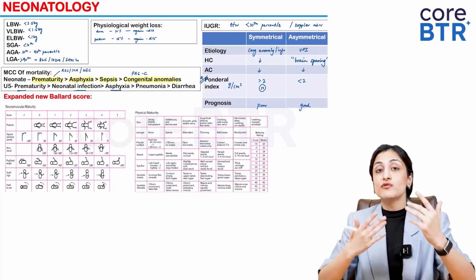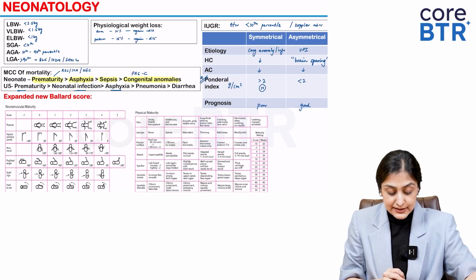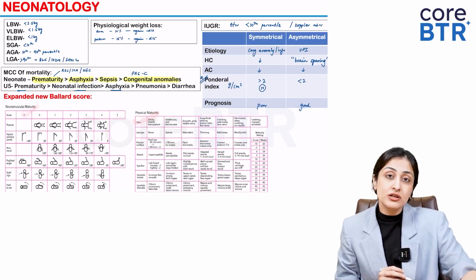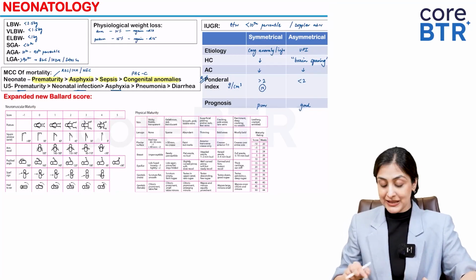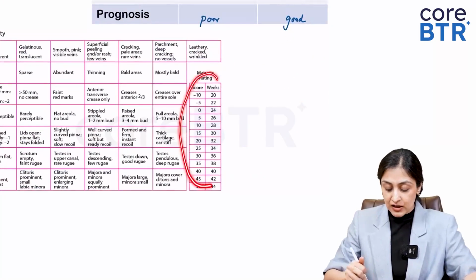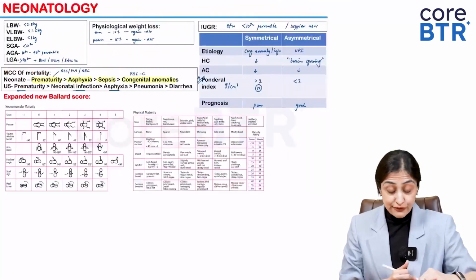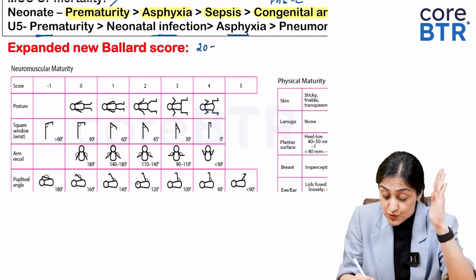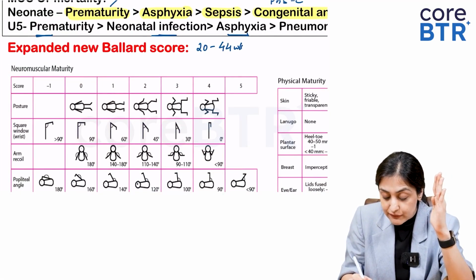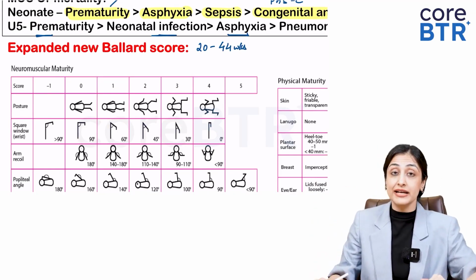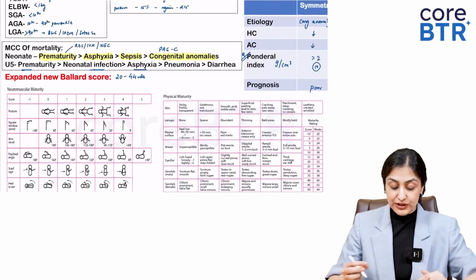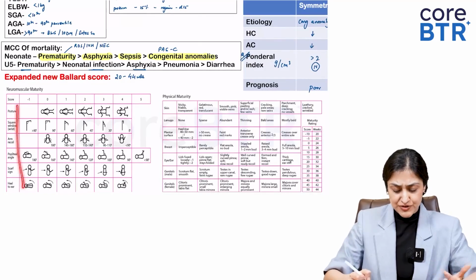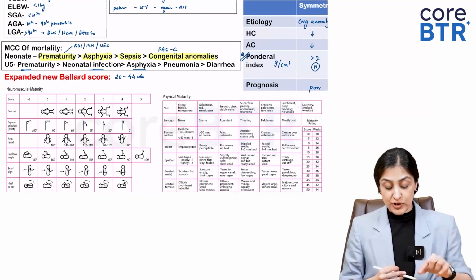So this is a score which is used to assess the neuromuscular and the physical maturity features of the baby and assign a gestational age in terms of weeks, and it can assign a gestational age from 20 weeks to 44 weeks, right? So it's a wide range that it can give. So here they can ask you the parameters which are included. So let's see what is included.